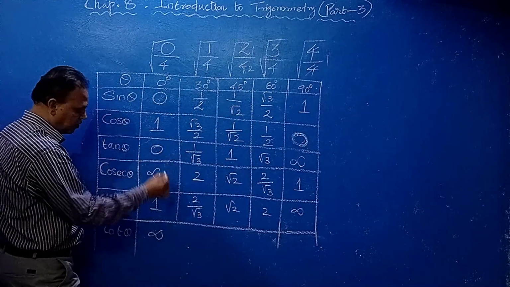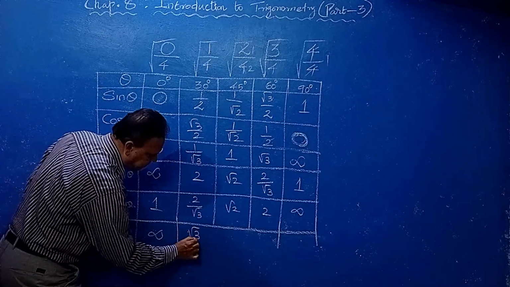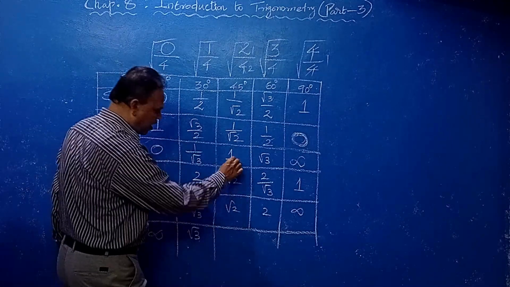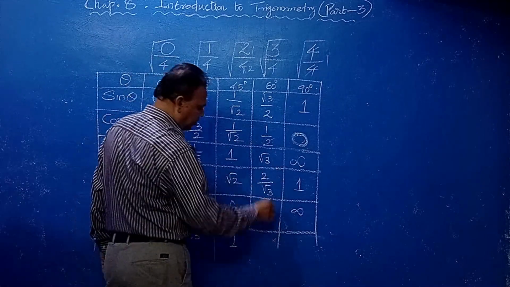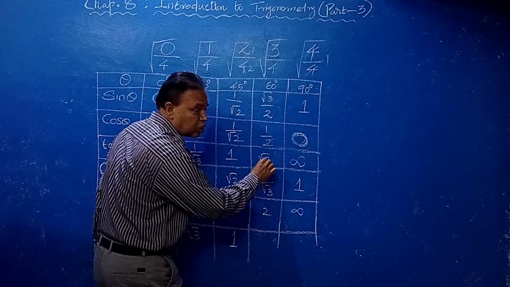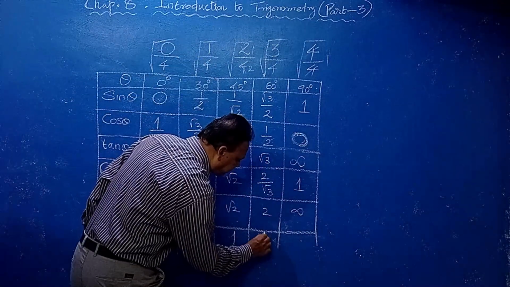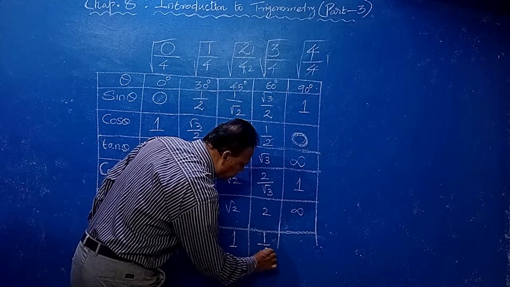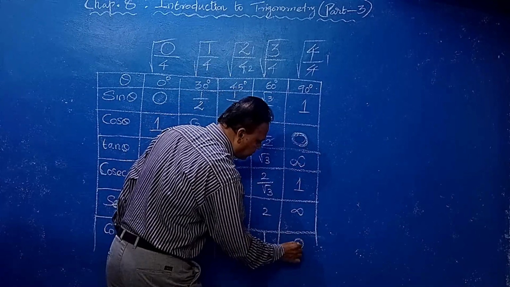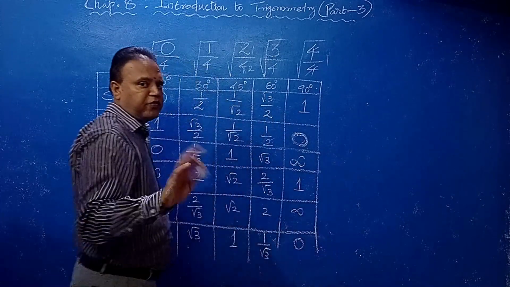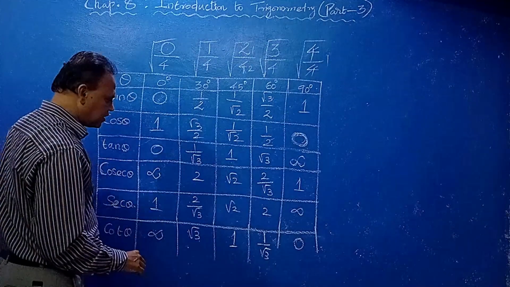Cot theta is nothing but the reciprocal of tan, that is root 3. This one 1. This one 1 by root 3. See, root 3 means root 3 by 1, so that reciprocal is 1 by root 3. How to remember? Root 3 ka reciprocal 1 by root 3. Infinity ka reciprocal 0. 0 ka reciprocal infinity. You have to always remember.